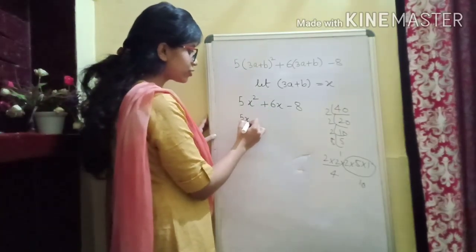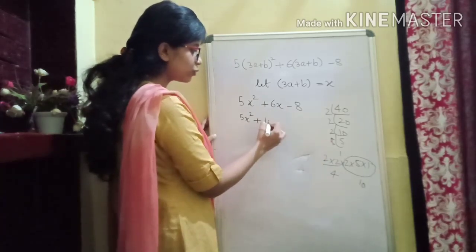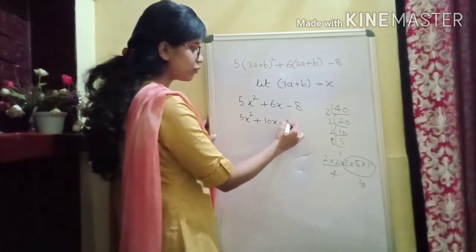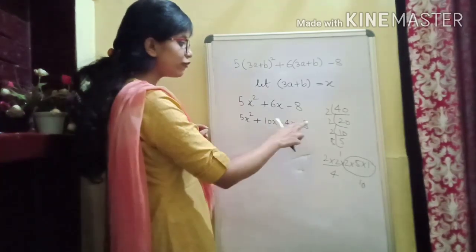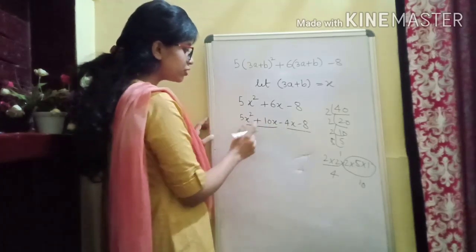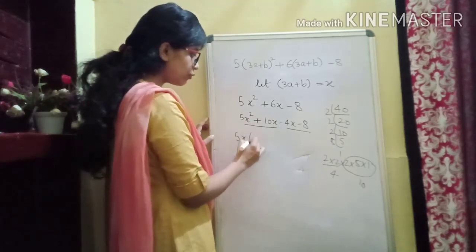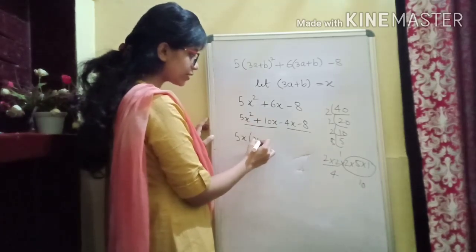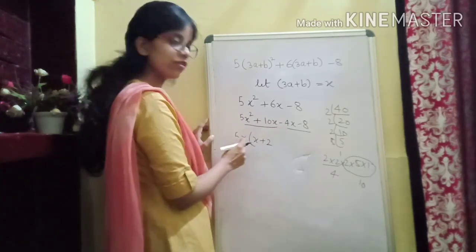Now 5x² + 6x we can write as 10x − 4x, so it would be 10x² − 4x − 8, isn't it? Now we have 4 terms, so we will pair them and take common factors. From these two terms, we have 5 common and x common. What is there in the bracket? x plus, since from 10 we took 5 common, it is 2, and x is already common.